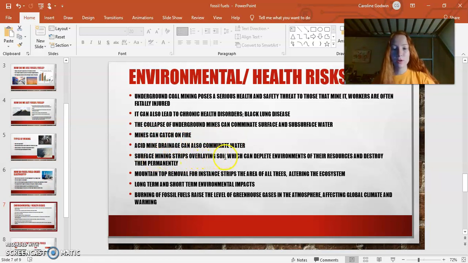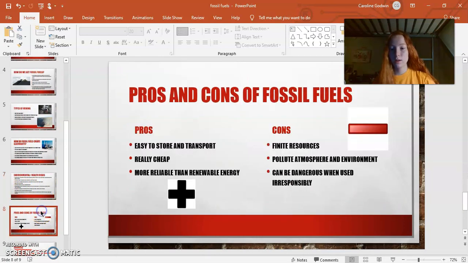Surface mining strips overlaying soil, which can deplete environments of their resources and destroy them permanently. Mountaintop removal, for instance, strips the area of all trees, altering the ecosystem. There are long-term and short-term environmental impacts. For example, the burning of fossil fuels raises the level of greenhouse gases in the atmosphere, which affect global climate and warming, and this is a long-term impact.